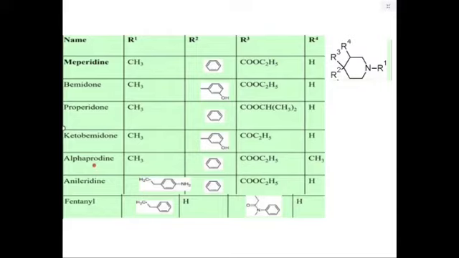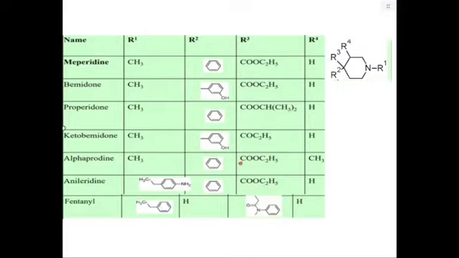Now this name is actually giving us a structure. And if you look at alphaprodine, you see it has two differences from meperidine. The methyl group is still the N-methyl group there. You still have a benzene ring, but here there is a mistake. Kindly correct this. Sometimes they make a mistake in their structures. This is not the correct structure.